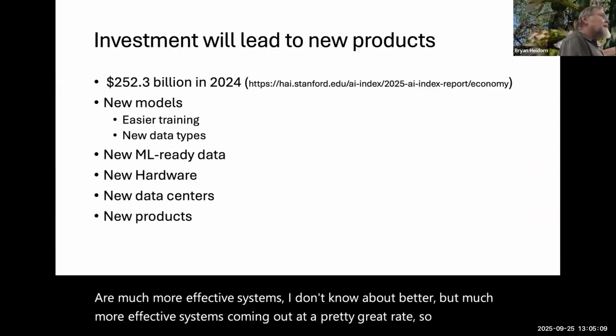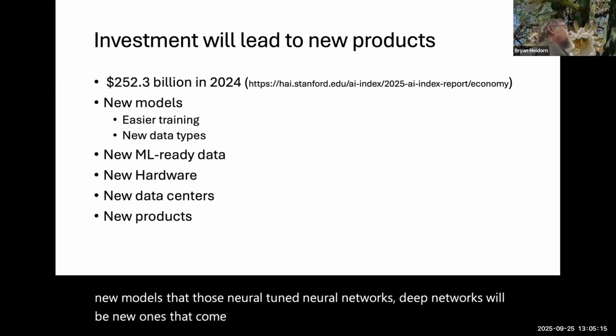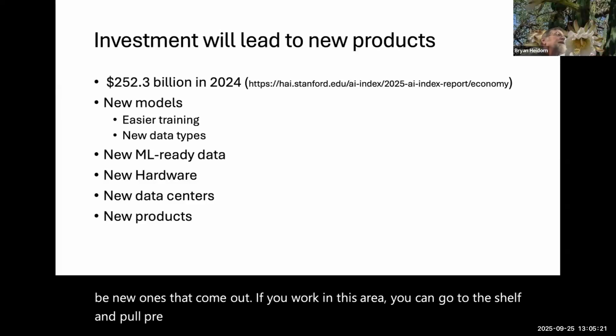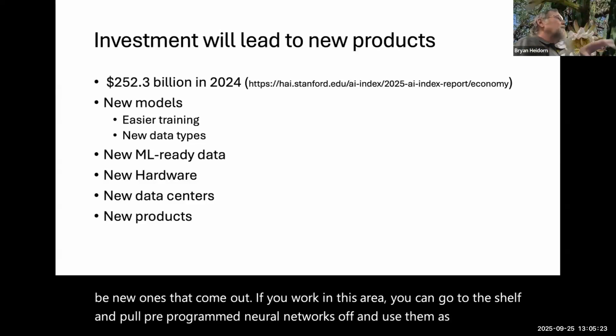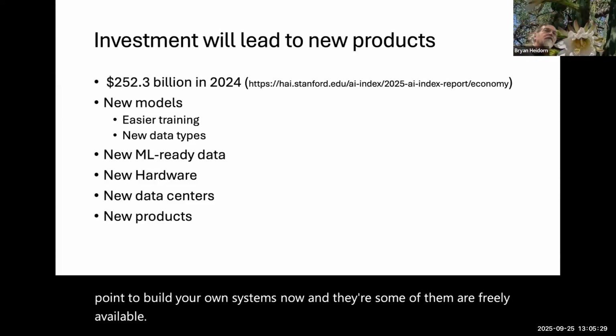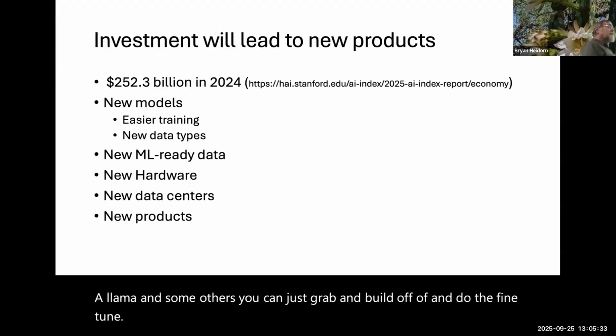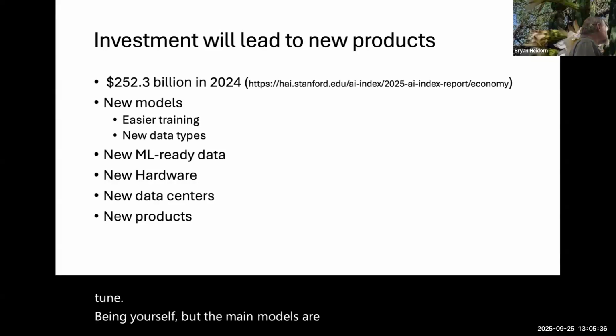So we can expect new models, those tuned neural networks, deep networks, there'll be new ones that come out. If you work in this area, you can go to the shelf and pull pre-programmed neural networks off and use them as a starting point to build your own systems now. And some of them are freely available, Llama and some others, you can just grab and build off of and do the fine tuning yourself. But the main models are available.